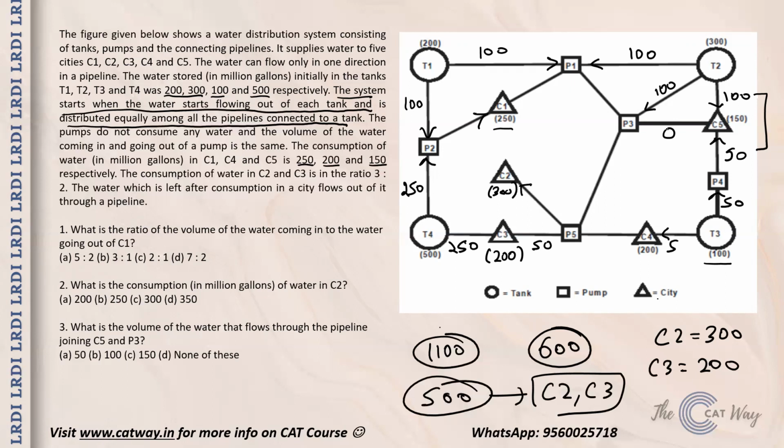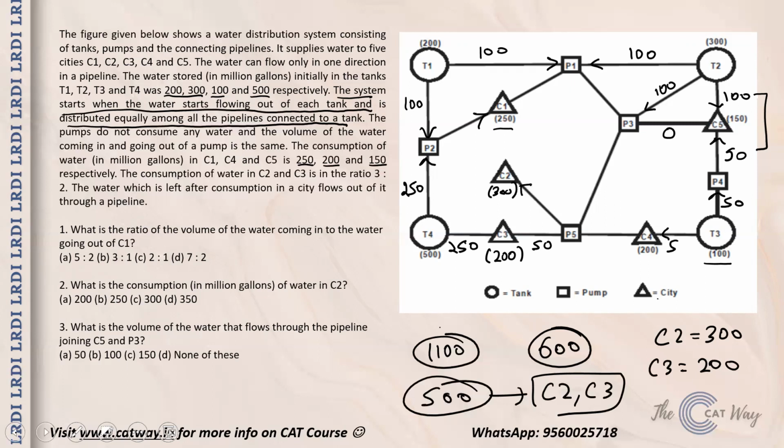Now, if you see, the 100 that came from T1 to P2 has no other option but to go directly to C1. So the pipeline connecting P2 and C1 will also have 100 liters, and plus the 250 that came from here will also go into the same pipeline. So the total water going to C1 is 350, right?